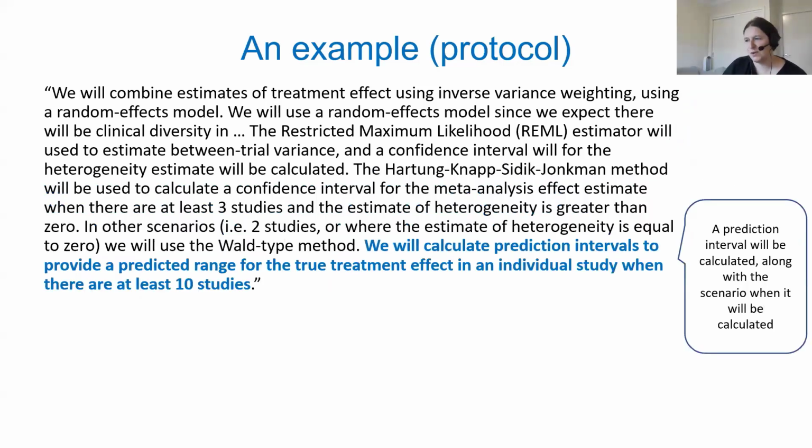And then if you plan to use prediction intervals, obviously say something about the fact that you will do that, and also the circumstances in which you would use a prediction interval. So is there a minimum number of studies that you would require before you would calculate a prediction interval?